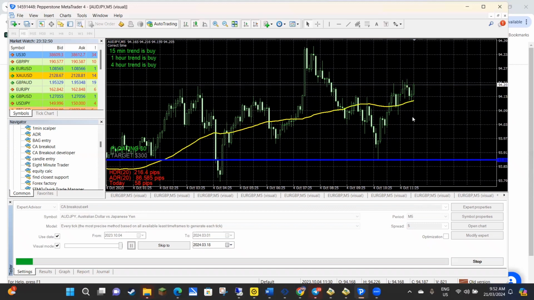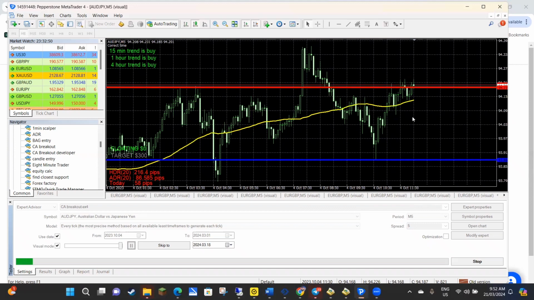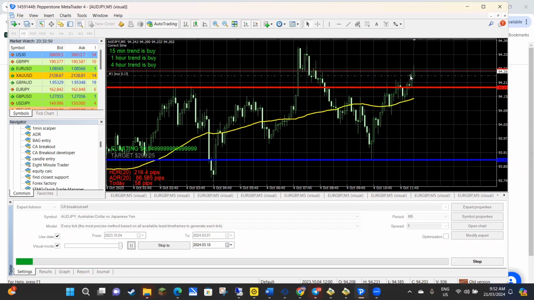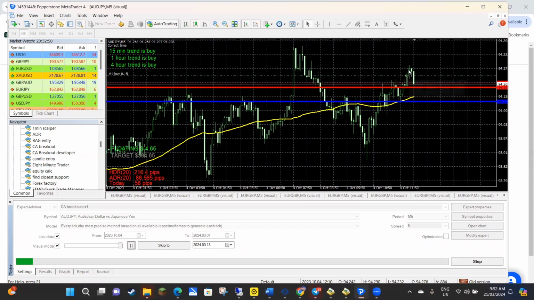I mean, I haven't fine-tuned it at the moment. This is just the default settings. So there we go. So it broke above by 45 points. So it's taken out its first trade.